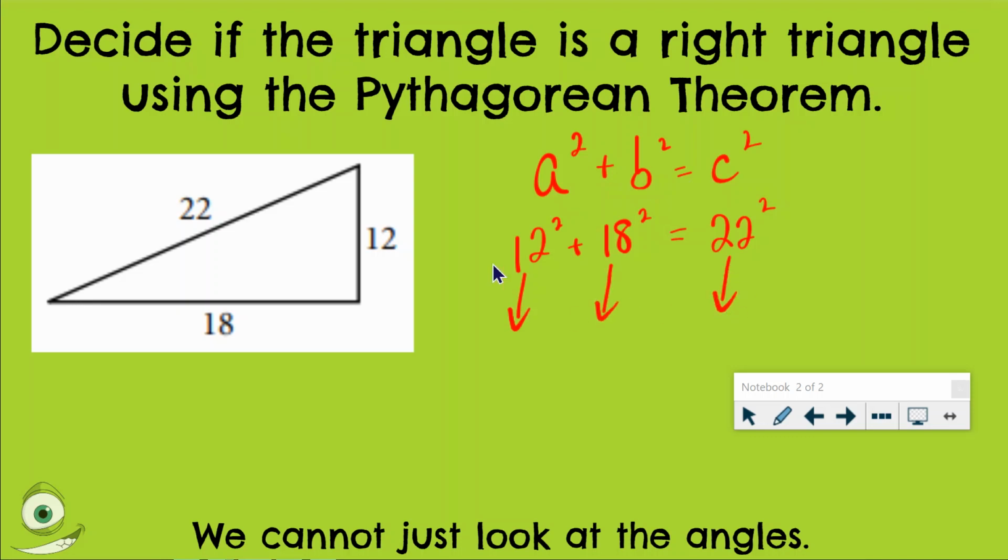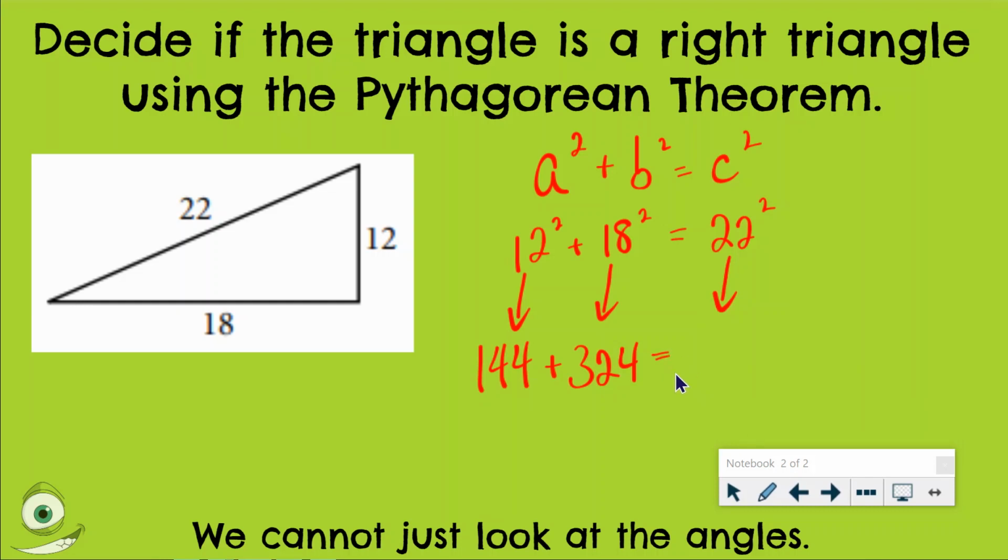So now I'm really just going to test this to see if this actually makes sense. I'm going to square 12. That gives me 144. Square 18. That gives me 324. And then I'm going to square 22. And that gives me 484.